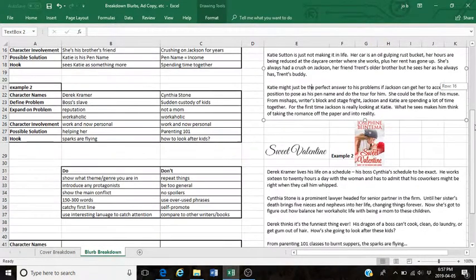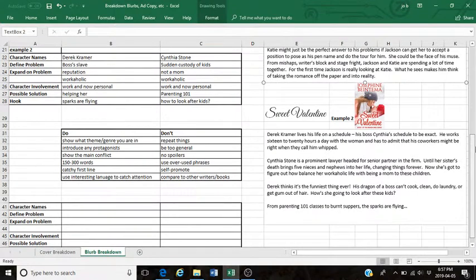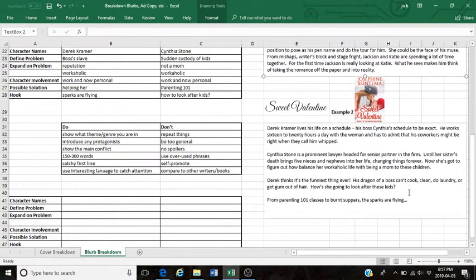And we have the same thing going on in Sweet Valentine, only this one we've actually put the hook, sparks are flying, down here, and we've also put the hook, how's she going to look after these kids? Question forms, I like to put question hooks in the third paragraph rather than the last paragraph, because I know that a lot of writers put it in the last paragraph, so this just sets me apart without annoying the reader.